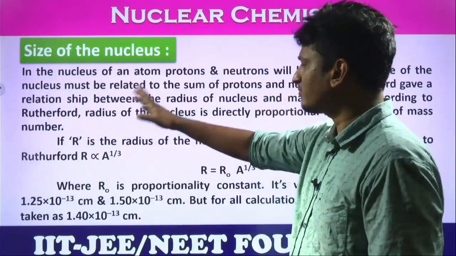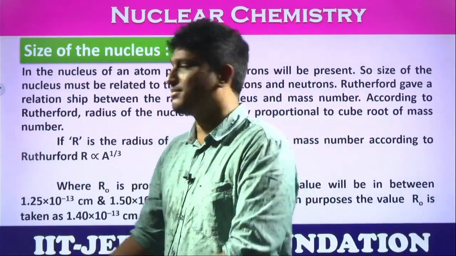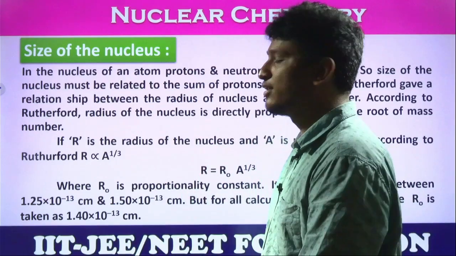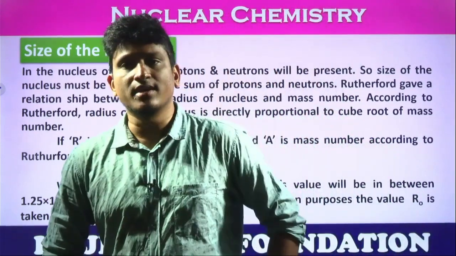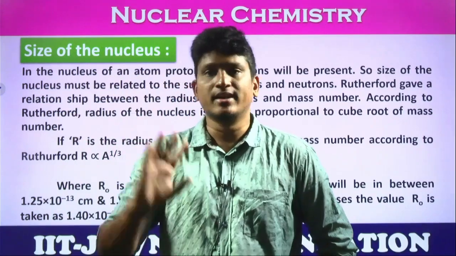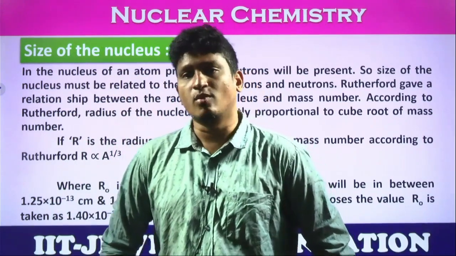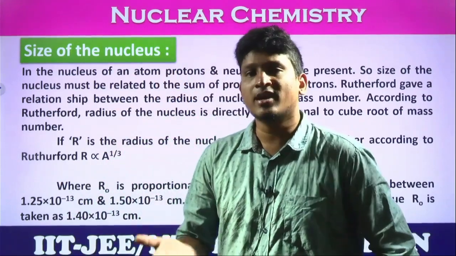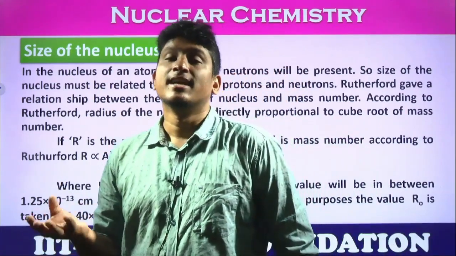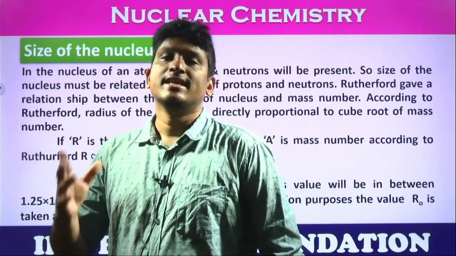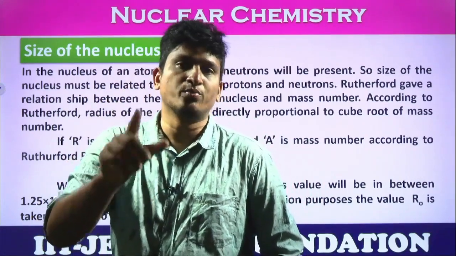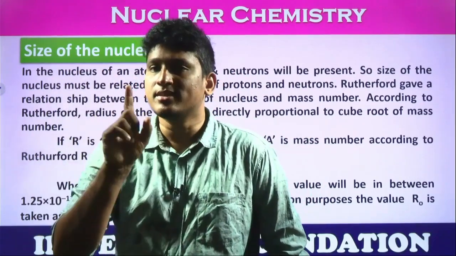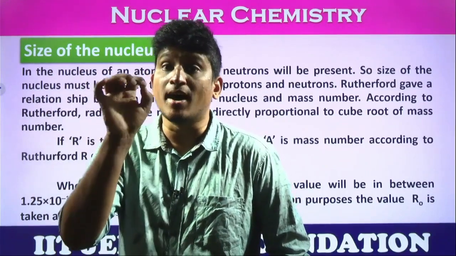So next, size of the nucleus. This is one of the parts under this discussion. The size or radius of the nucleus, students, is based on what basis? Based on the number of particles present in the atom. Which particles? Protons and neutrons. So the size of the nucleus is directly proportional to the protons and neutron number. What is that proton and neutron number called? It is called the mass number, students.